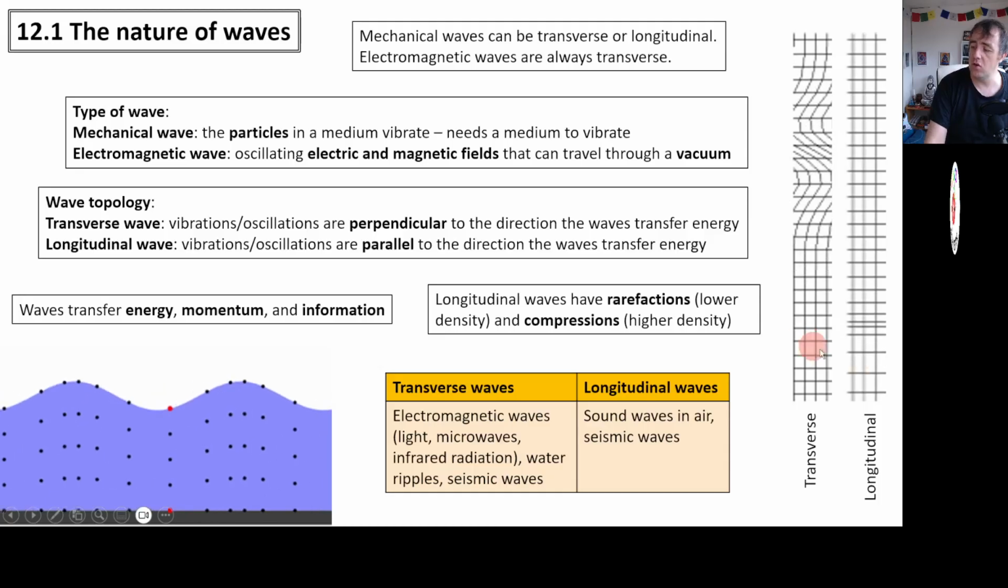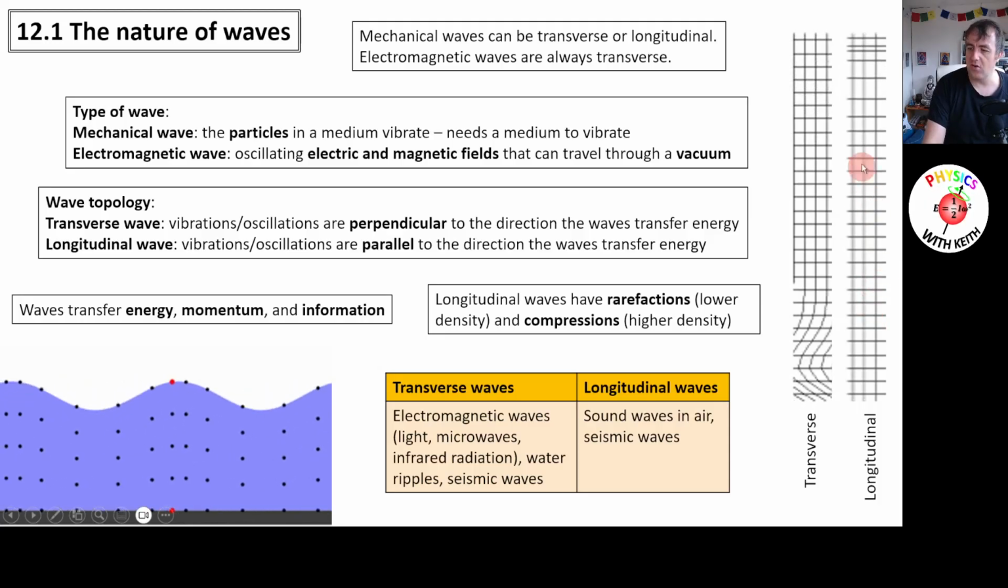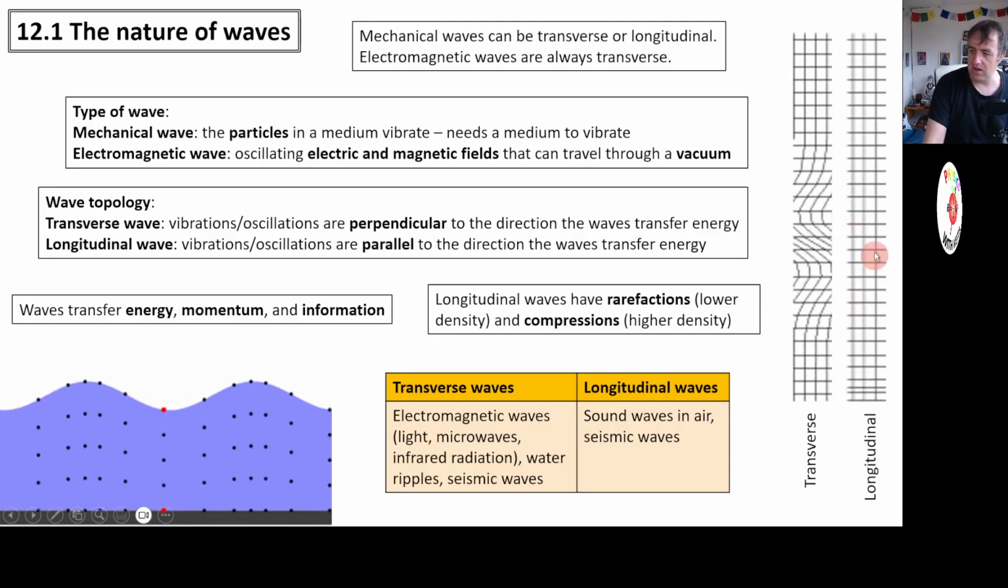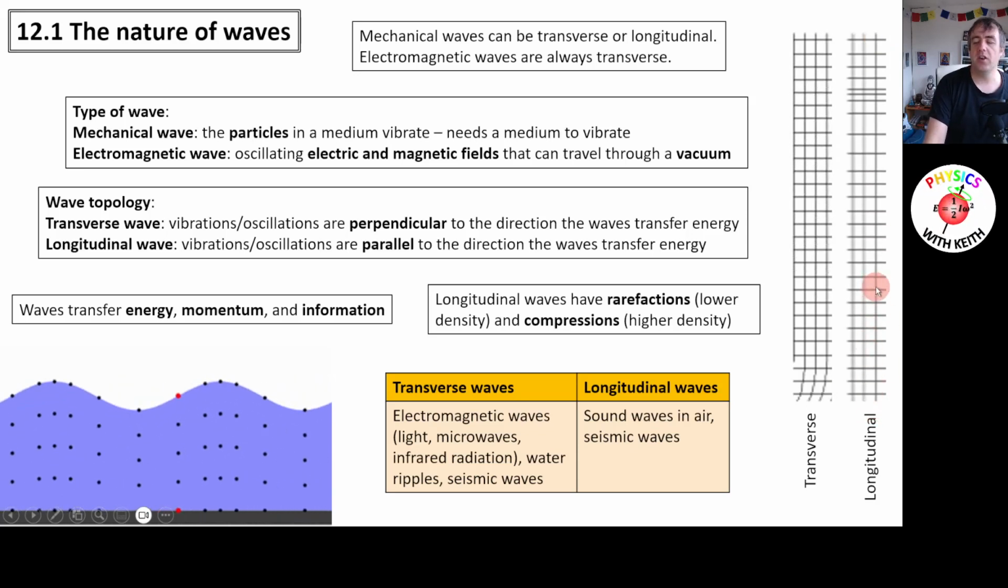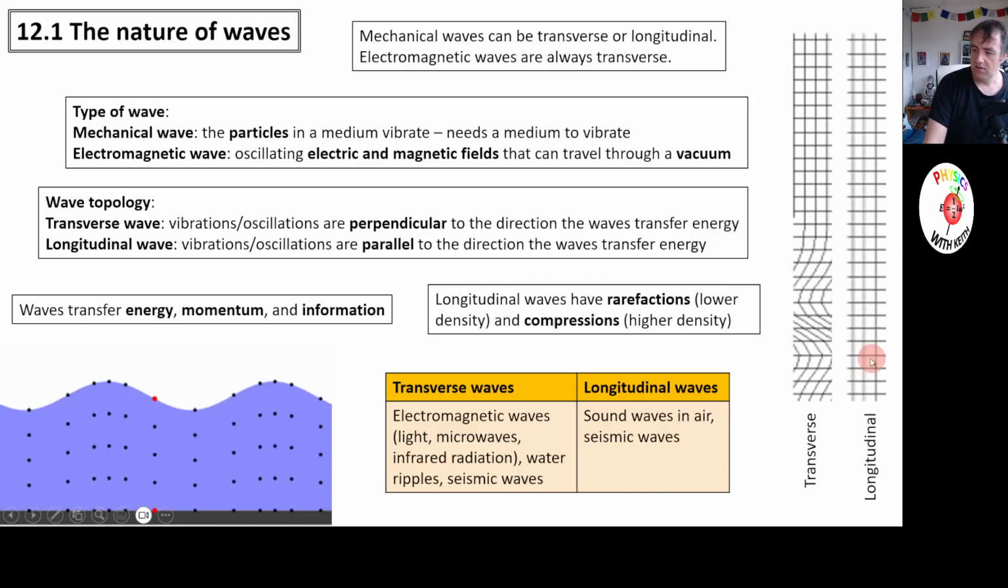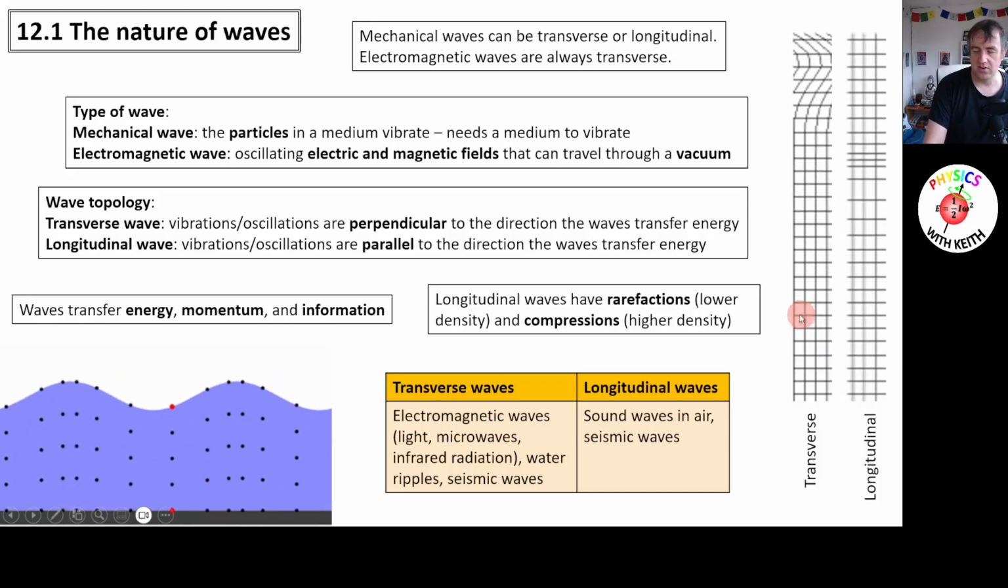In the case of the longitudinal wave, the matter is being displaced parallel to the direction that the wave energy is travelling. The wave is travelling vertically. In the longitudinal wave, the oscillation is also vertical. The wave is travelling vertically, but in the transverse wave, the oscillation is horizontal.